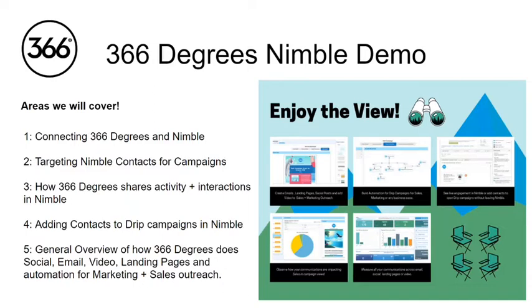To grow our business, we'll talk a little bit about how you connect 366 and Nimble. It's very simple. You don't have to be technical. How you target Nimble contacts for outreach campaigns, whether that's marketing or sales. And then how 366 Degrees shares activities and interactions in Nimble. And then finally, how you add a contact to a drip or a cadence. And that can be for sales, that could be for customer onboarding.